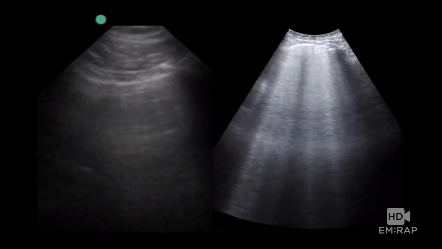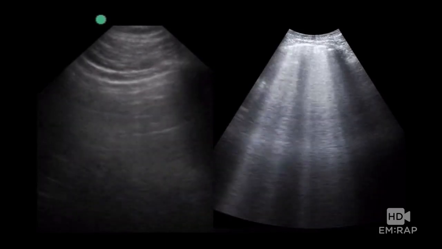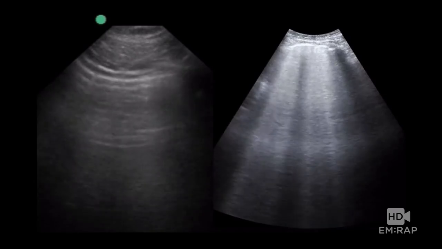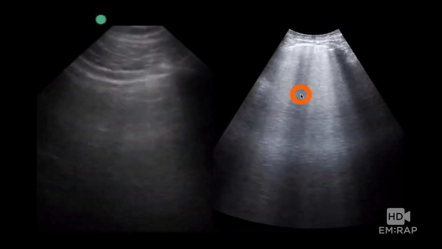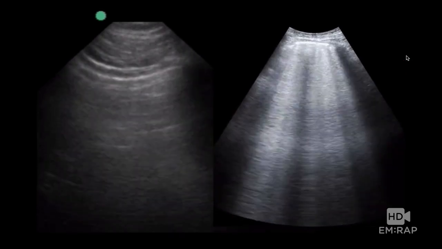Here are two other examples. The clip on the left side of the screen doesn't have pulmonary edema. The one on the right has pulmonary edema. Here you have horizontal artifacts, A lines, and here you have vertical artifacts. These are called B lines.